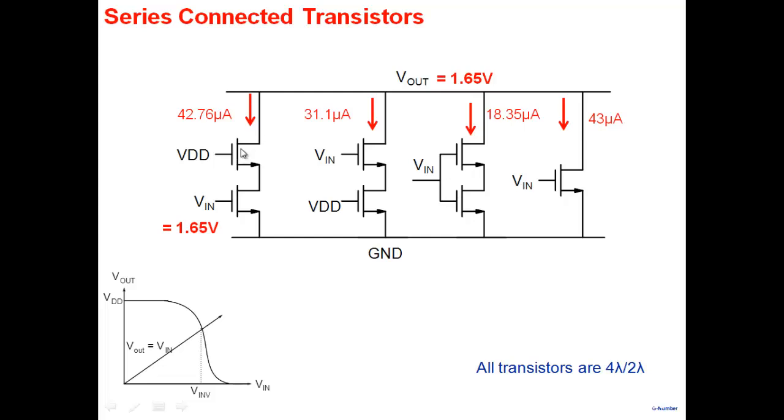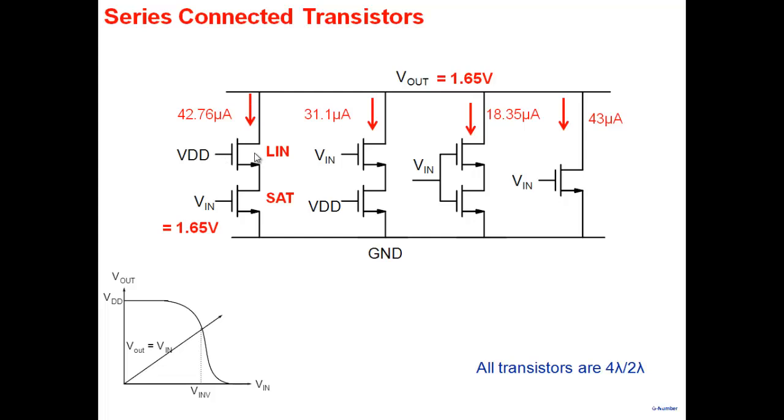Look at this one. This is easier to understand. This is very close. 42.76 is very close to 43. Now, when I look at these two transistors here, what happens is this behaves in linear region and this behaves in saturation region. Note that the input to this is 3.3. Large input, large gate voltage is applied.